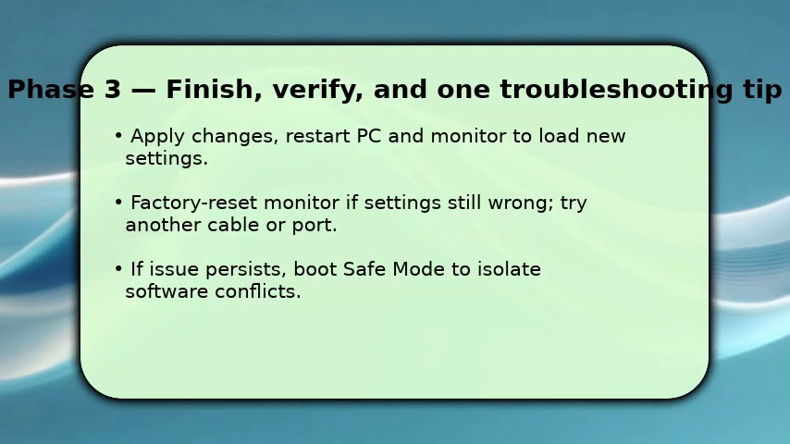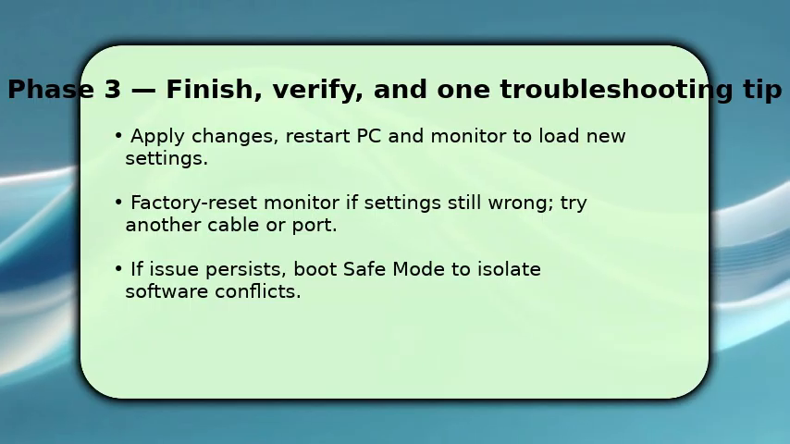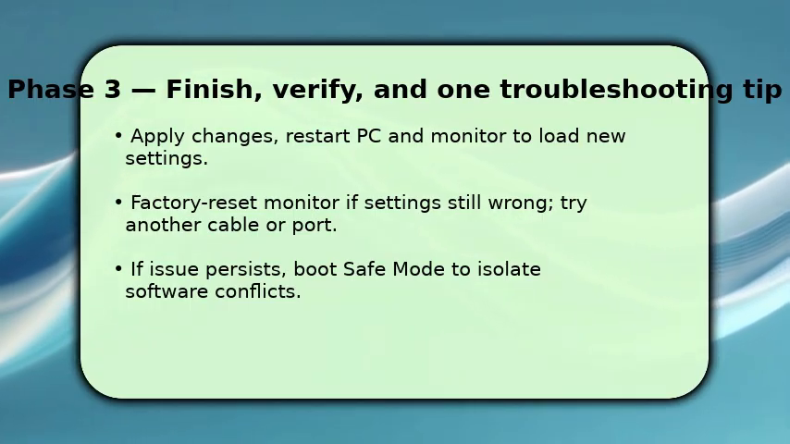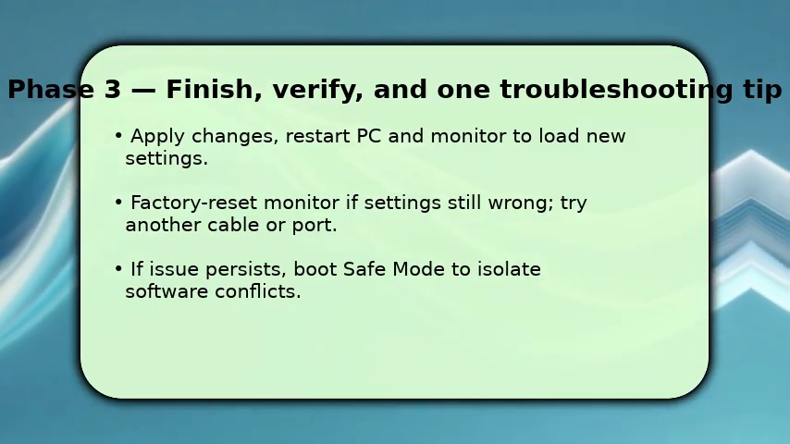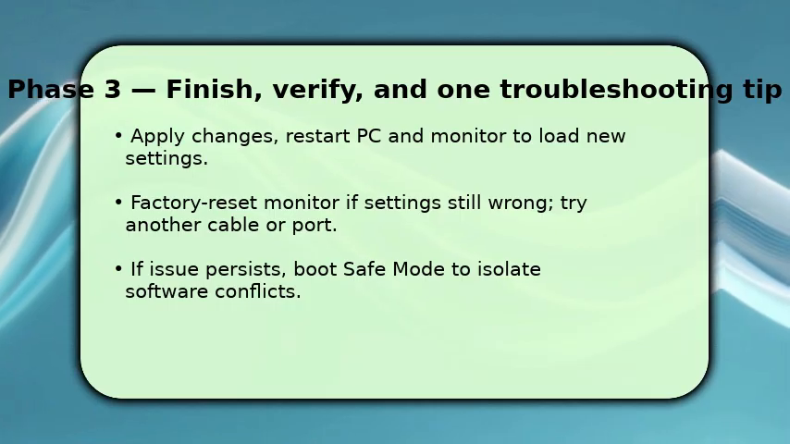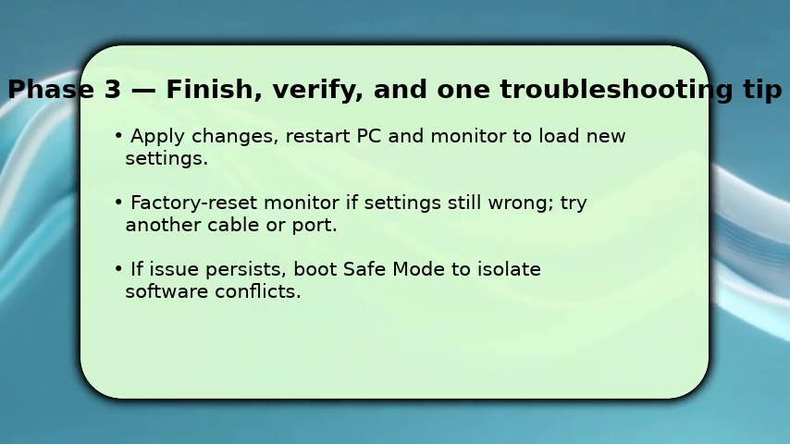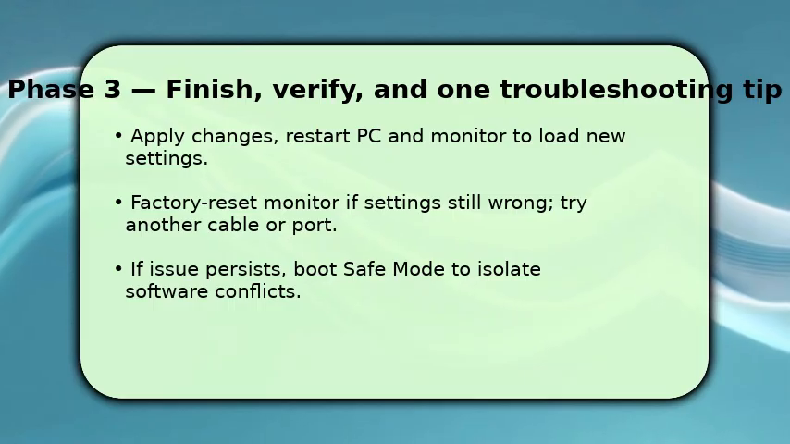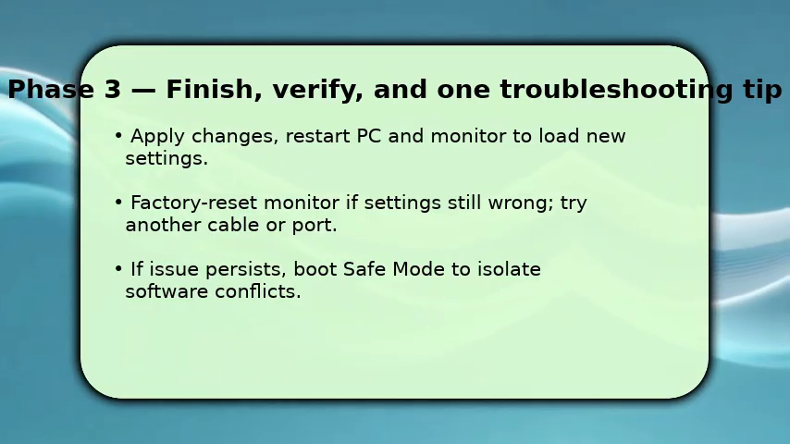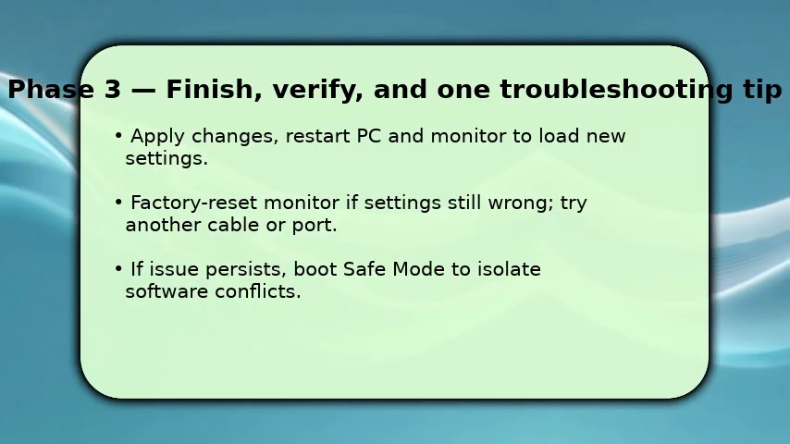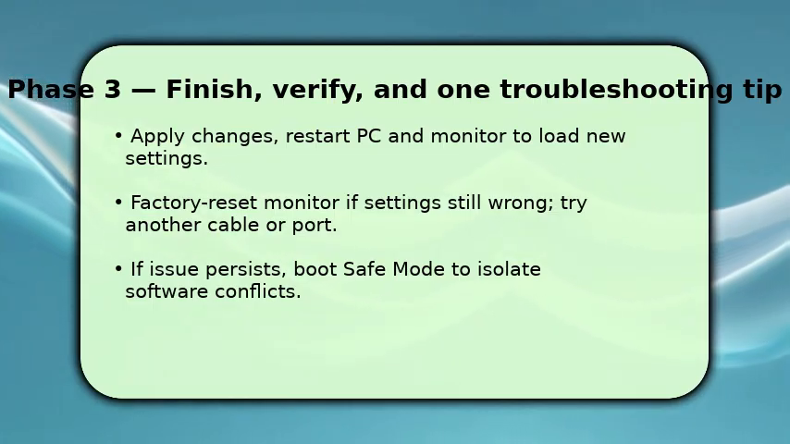To finish, apply all changes and restart both the PC and monitor so settings fully take effect. If the image still isn't full screen, perform a factory reset on the monitor and swap the cable or port to rule out hardware faults. Make sure your OS is up to date. If problems persist, boot into safe mode to determine whether a background app or driver is causing scaling conflicts. This helps isolate software versus hardware causes quickly.